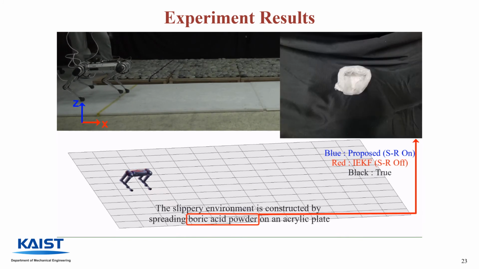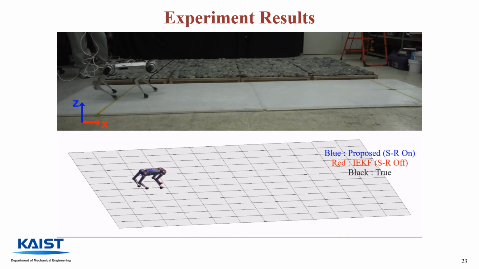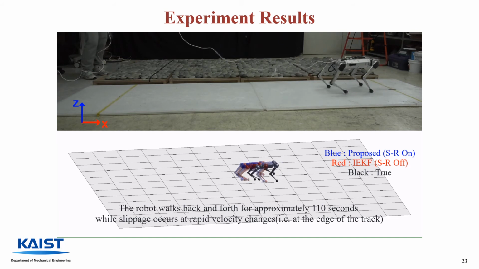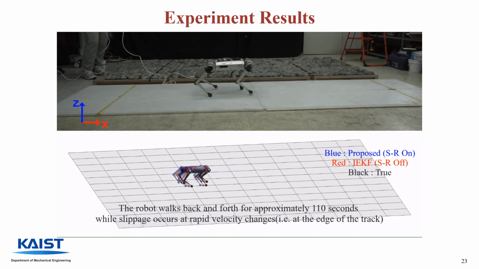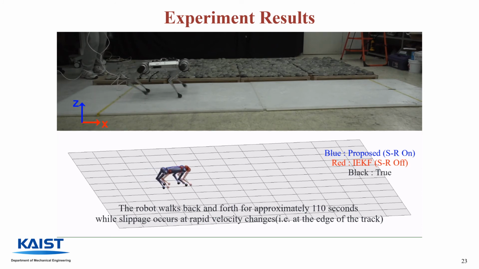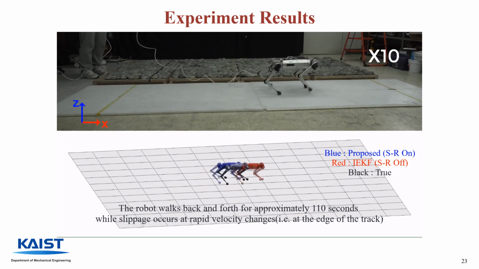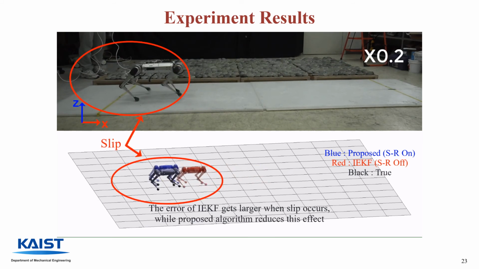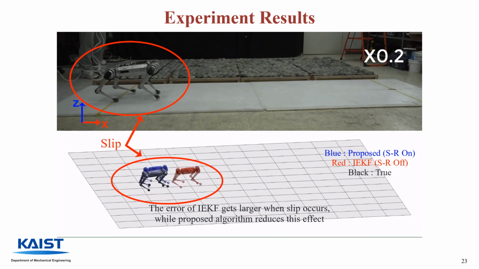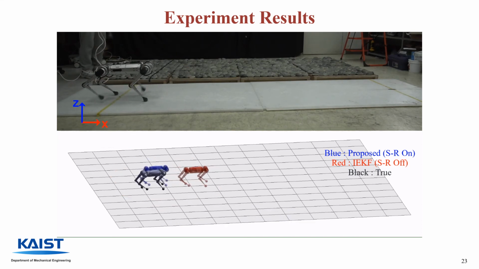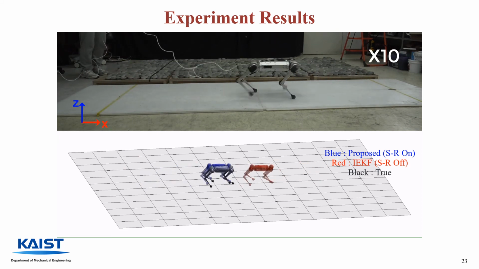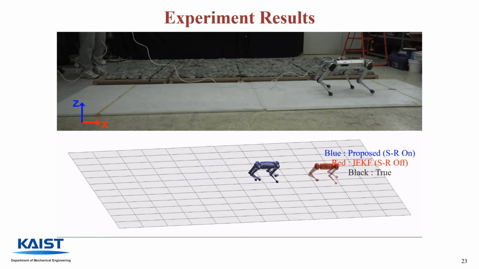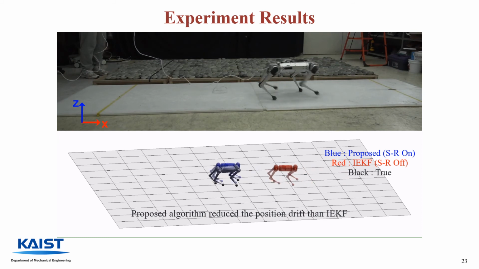The second environment is the slippery surface environment. In this scenario, the robot walks back and forth for approximately 110 seconds, and with approximately 54 meters as the total length of the trajectory, while making slippage on rapid velocity changes. The error of the estimation of IEKF gets larger when slip occurs, while the proposed algorithm reduces this effect. You can see the proposed algorithm could reduce the final position drift compared to the IEKF algorithm.